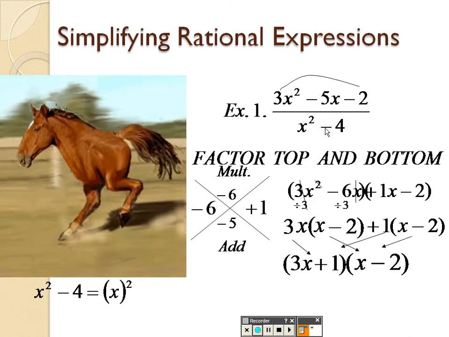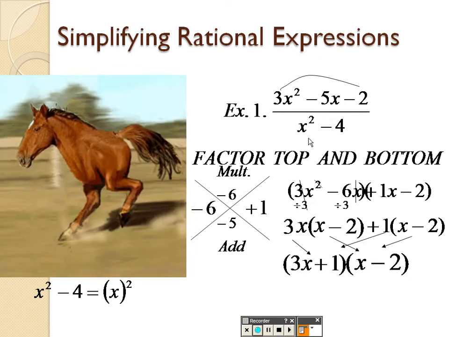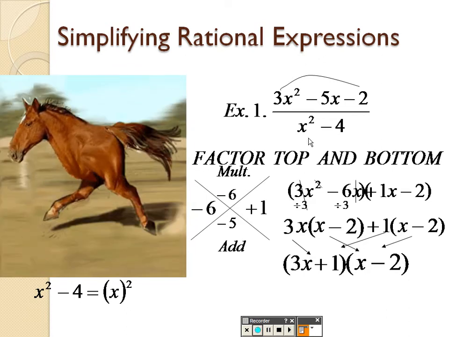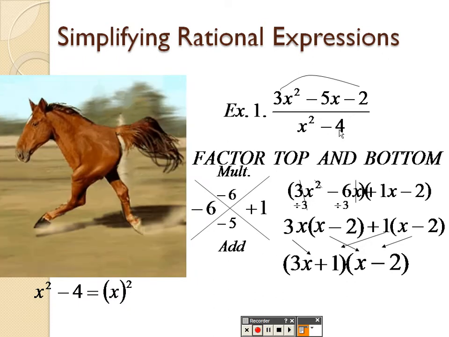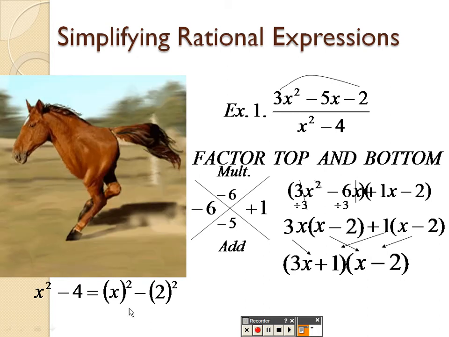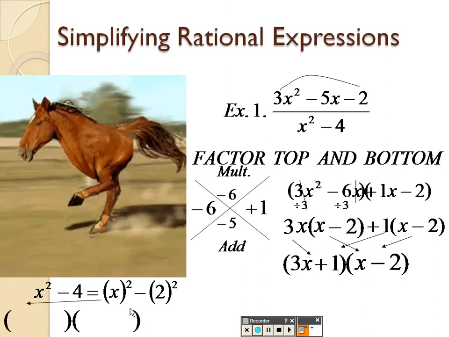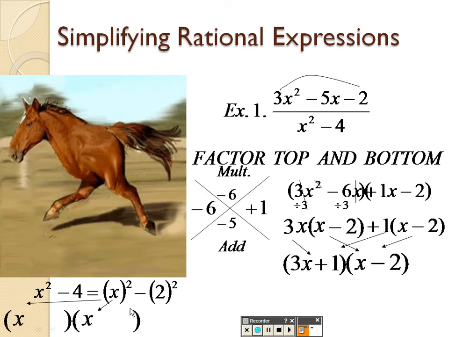I need to factor the bottom now. Well, this happens to be a difference of squares, which is what we talked about in the last section. This x is x squared, but can I rewrite 4 as something squared? Yes, that happens to be 2 squared. So I can rewrite this as an x minus 2, right, and an x plus 2. So I can rewrite those.